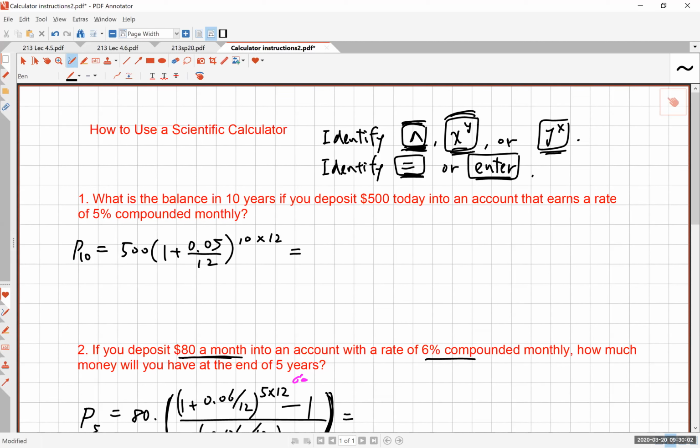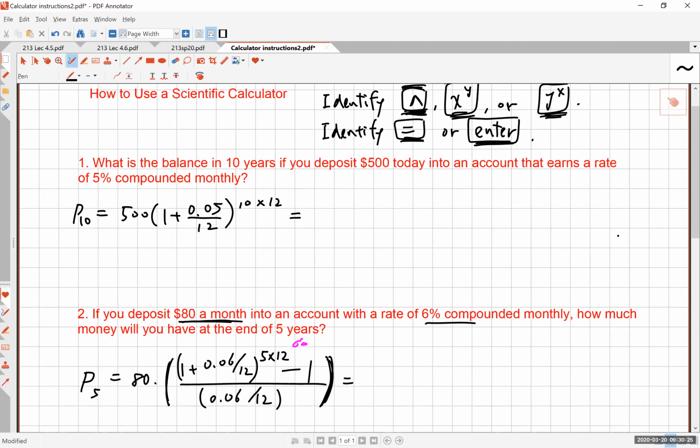You'll see x to the yth power. This is the exponent button. On some other calculators, it's y to the x. I believe these do the same thing. And then you should also identify the equal key or button, which does the same thing as the enter button. Your calculator should have one of these. Make sure you identify those before we go on to these problems.